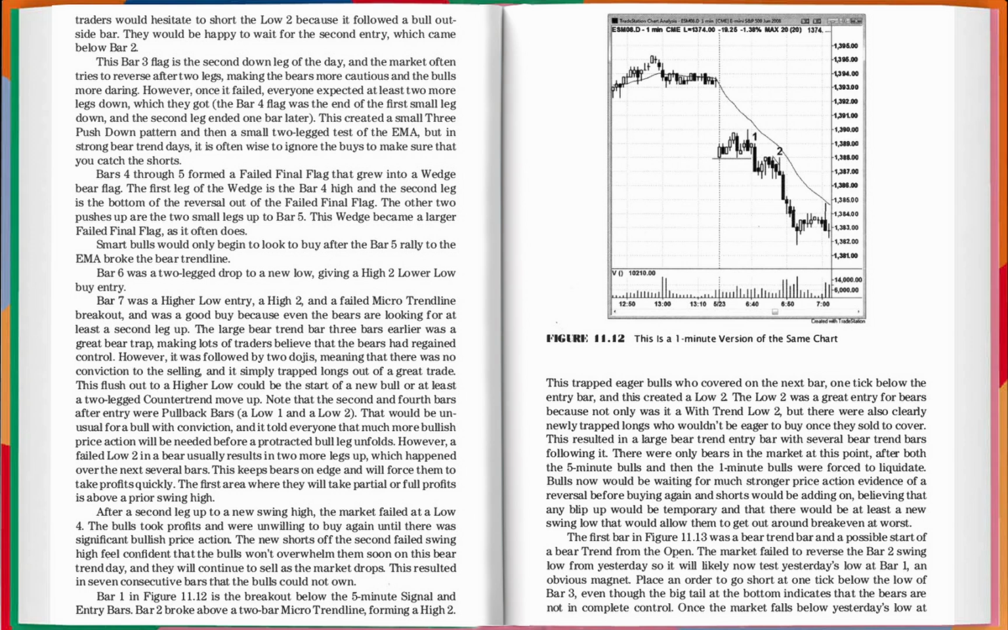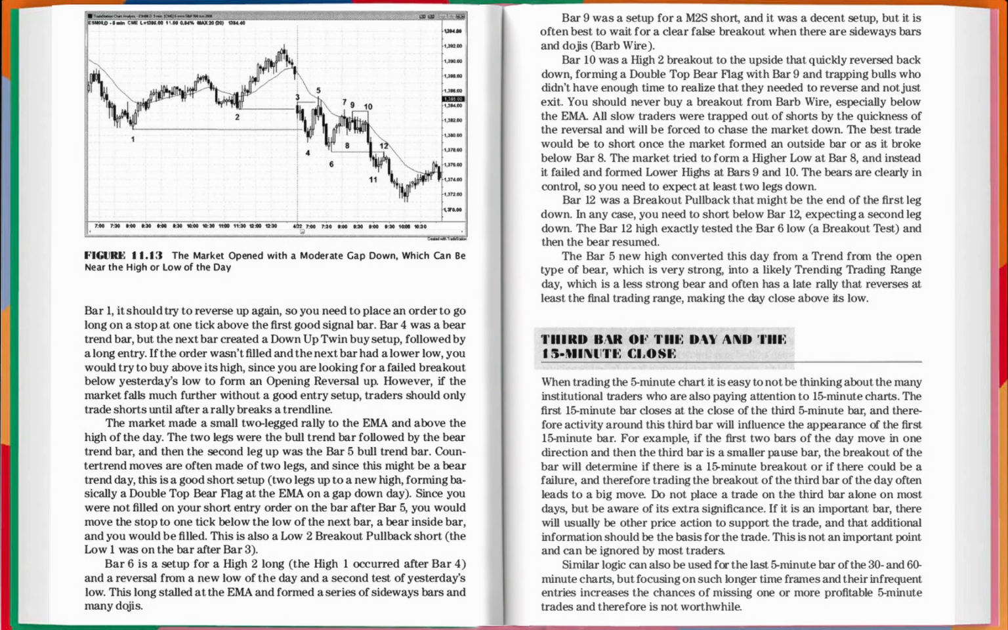Once the market falls below yesterday's low at bar 1, it should try to reverse up again, so you need to place an order to go long on a stop at 1 tick above the first good signal bar. Bar 4 was a bear trend bar, but the next bar created a down-up twin buy setup, followed by a long entry. If the order wasn't filled and the next bar had a lower low, you would try to buy above its high, since you are looking for a failed breakout below yesterday's low to form an opening reversal up. However, if the market falls much further without a good entry setup, traders should only trade shorts until after a rally breaks a trend line.